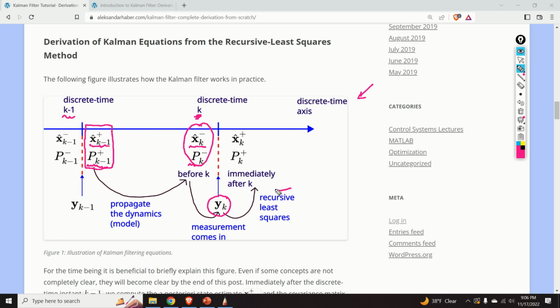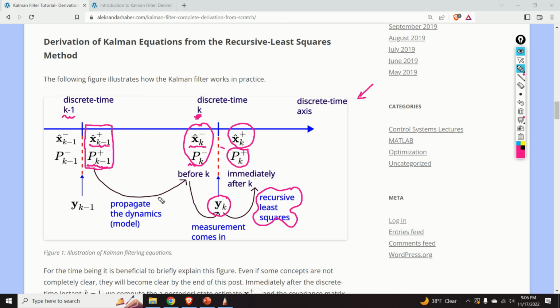Well, the idea is to update these quantities and to take information from the measurement by using the recursive least squares approach. By using the recursive least squares approach, we can compute the a posteriori state estimate and the a posteriori covariance matrix of the estimation error. And that's the main idea of the Kalman filter.